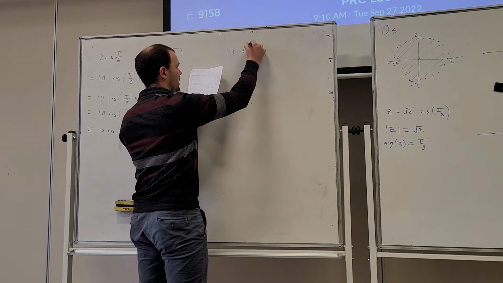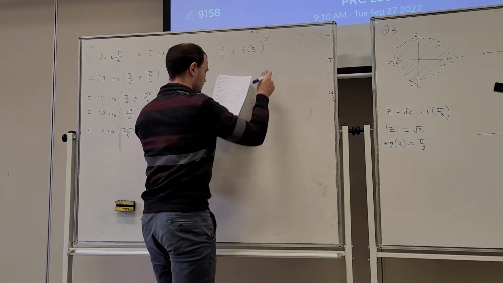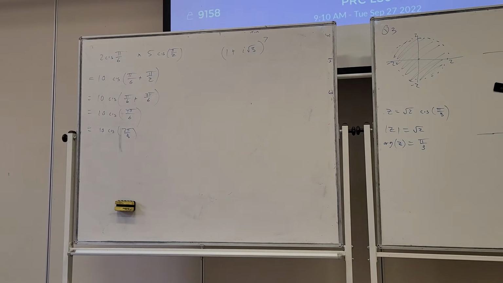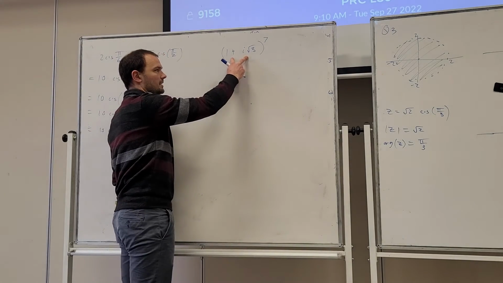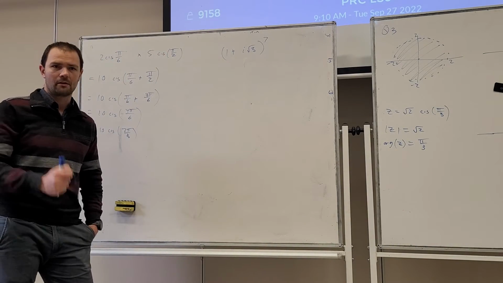We have 1 plus i root 3 to the power of 7, and it says find the exact value of this complex number. Well, first let's convert that to polar form. 1 plus i root 3.